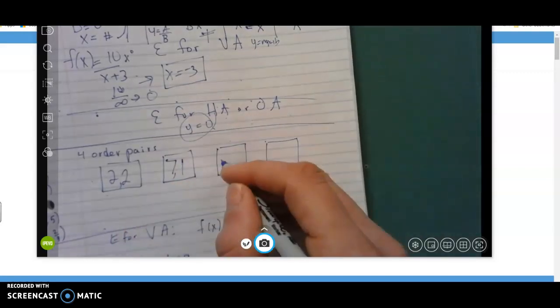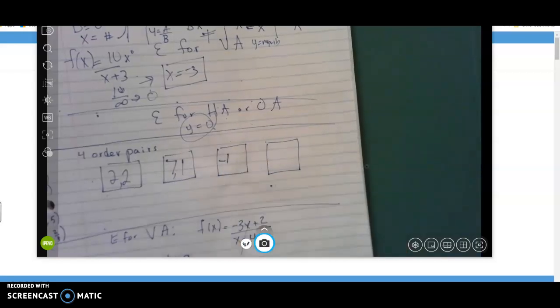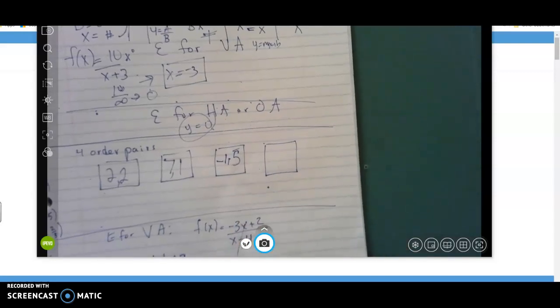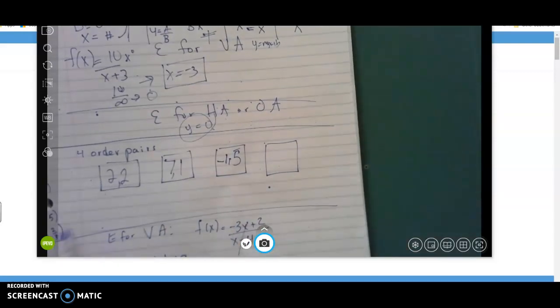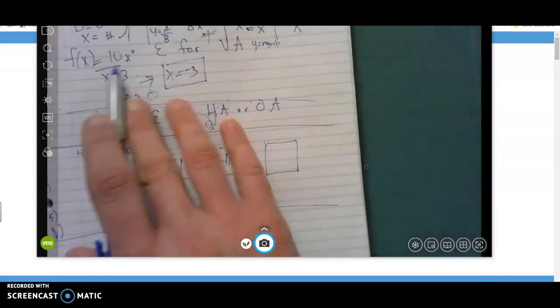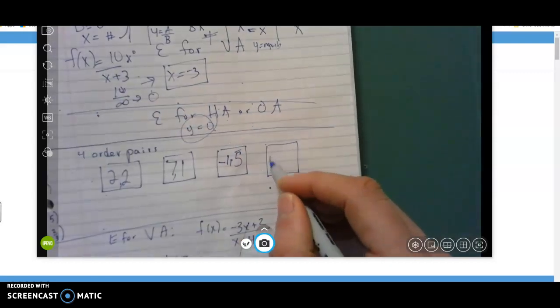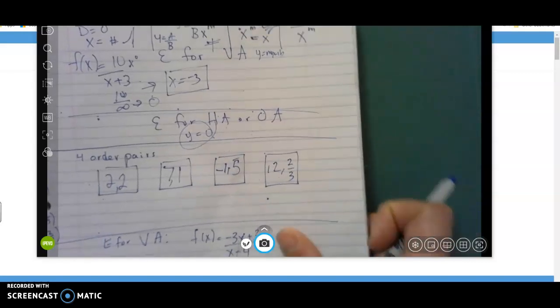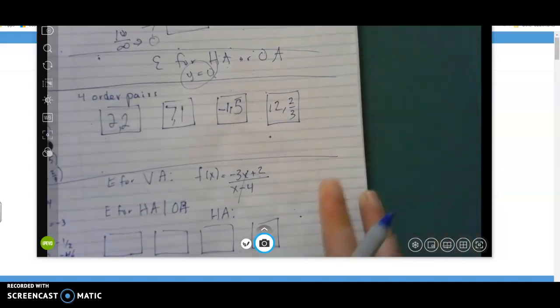If I put a negative 1 in there, that's going to make the denominator 2, and I know that 10 divided by 2 is going to be 5. It doesn't have to be these 4 answers, these are just 4 suggested ones. And if I put a 12 in there, it's going to make the denominator 15. So 10 over 15 is going to be 2/3. That's just one way you could do it. You don't have to do it exactly that way.